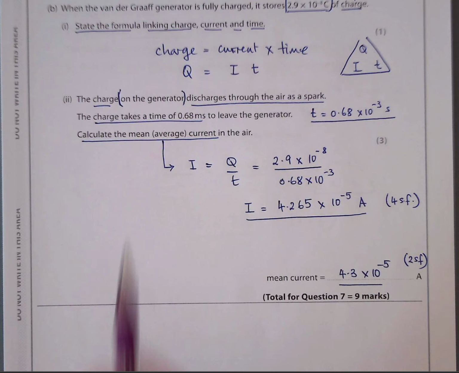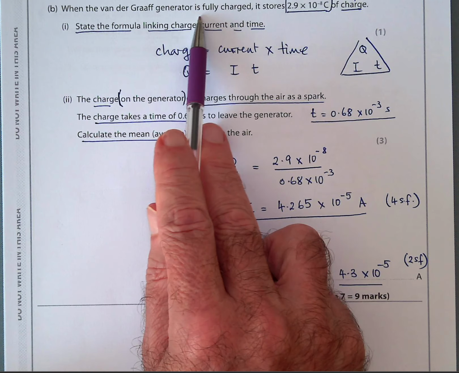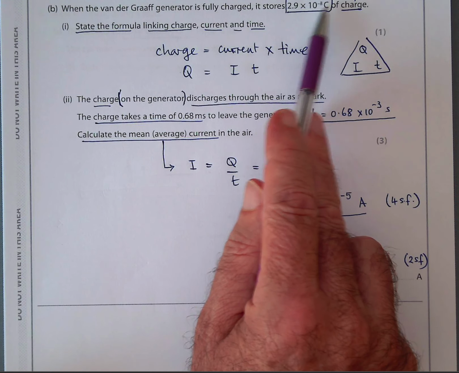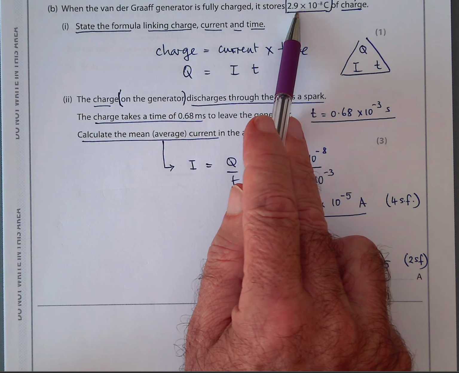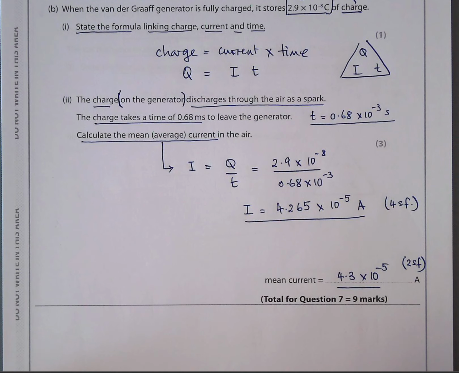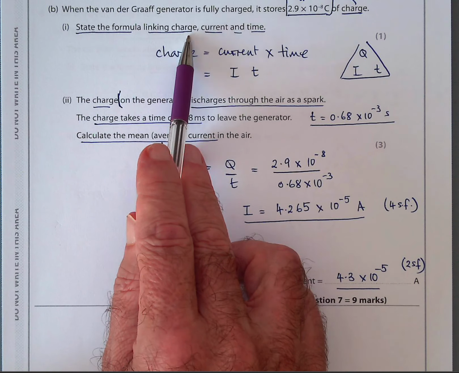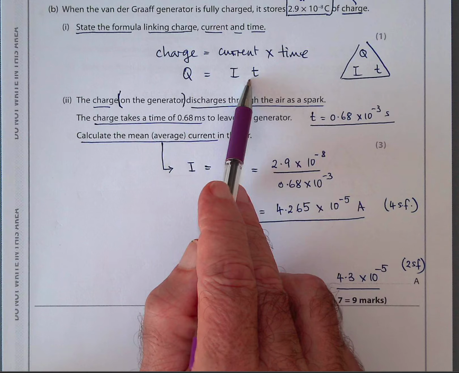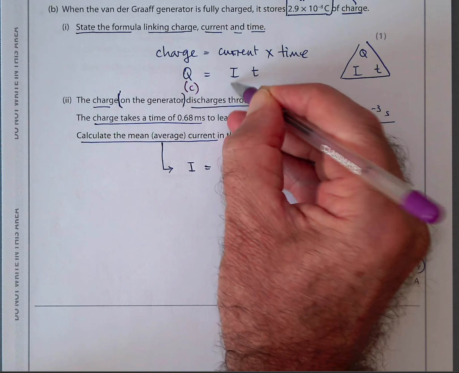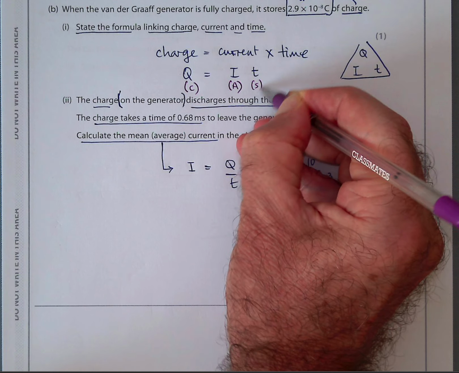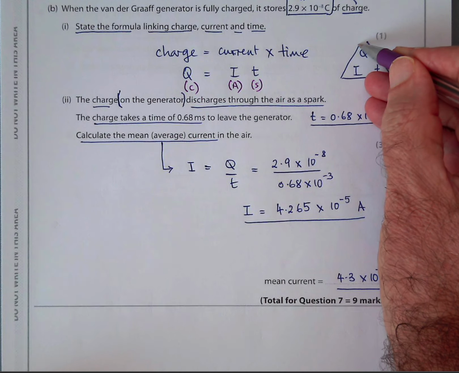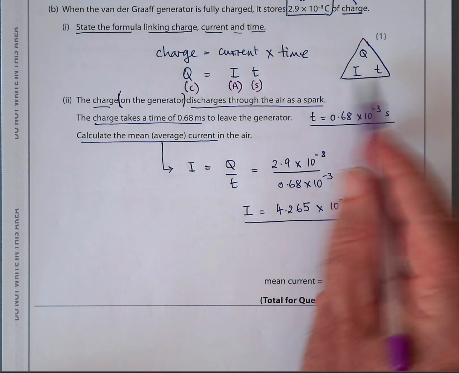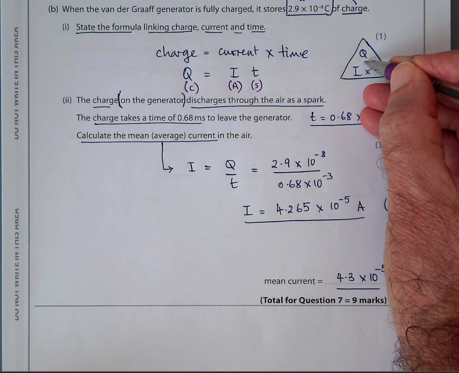Part B, the Van der Graaf generator is fully charged. When it is fully charged, it can store this much charge in total, 2.9 times 10 to the minus 8 coulombs of charge. Again, two significant figures given in most of these questions. State the formula linking charge, current, and time, where charge is current times time. Q equals IT. Remember, Q is in coulombs, I is in amps, and T is in seconds. As a triangle, Q would go on the top because it's the one which represents charge. I times T, you multiply to get it equal to Q.